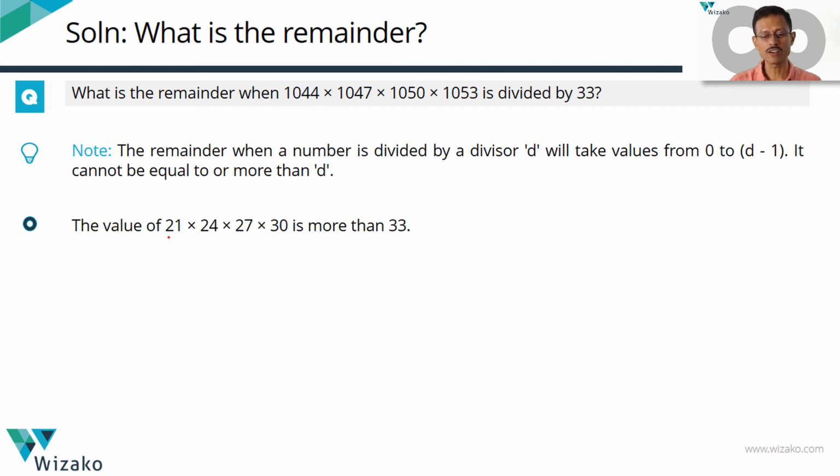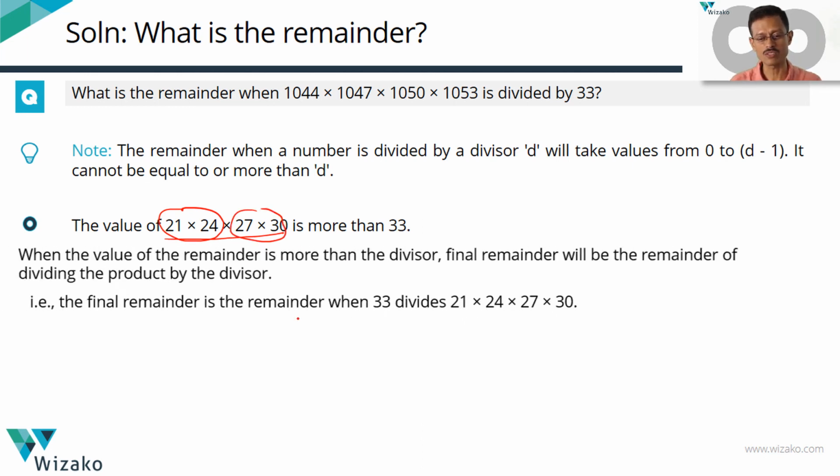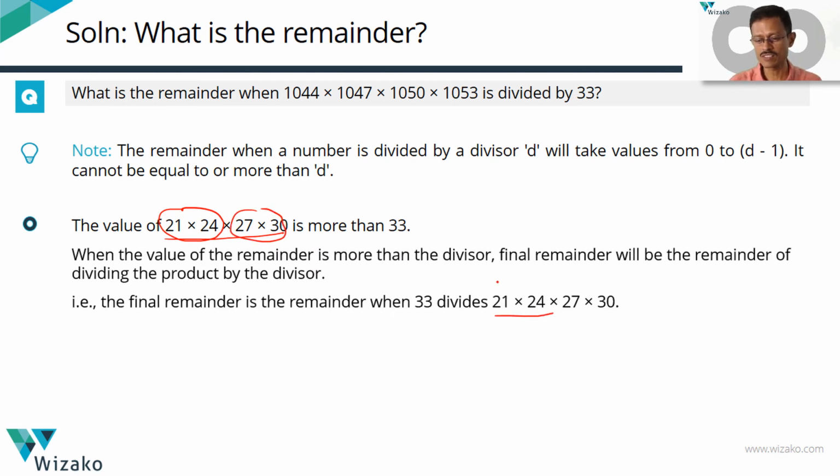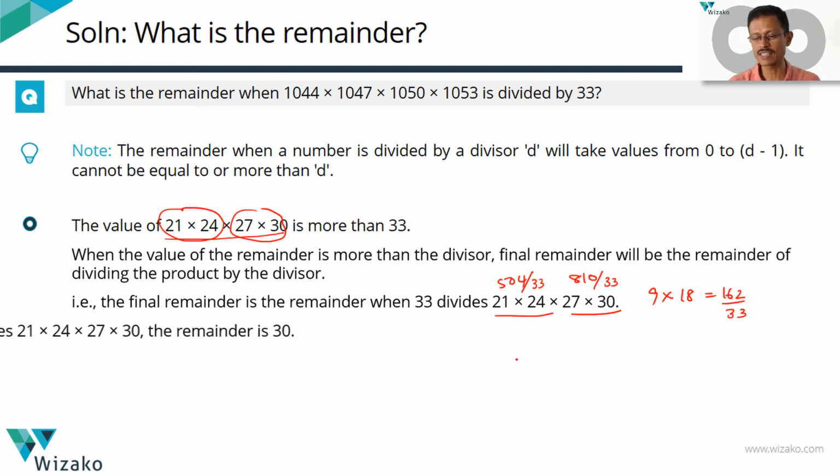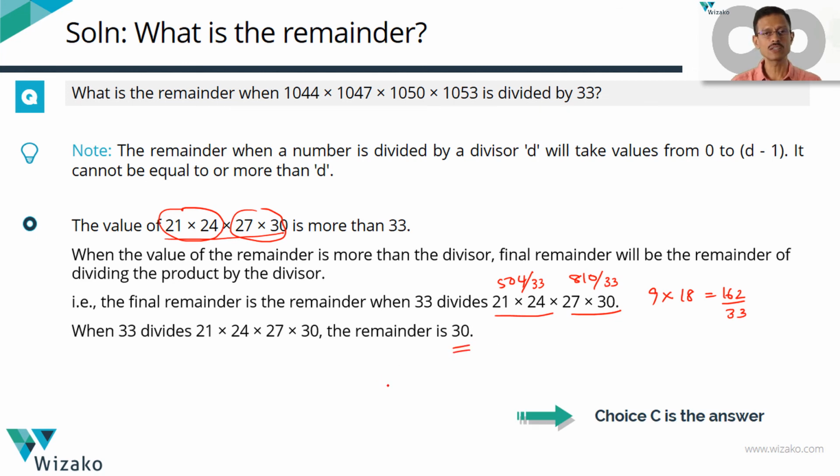Let's recap this last bit, the second step, again in a printed form. We need to find the remainder of 21 into 24 into 27 into 30 by 33. So we're not going to compute this product and divide it by 33. We're going to compute the product for a pair of these numbers and get two remainders in the process. The product of this pair is 504. The product here is 810. This divided by 33, the remainder is 9. This number divided by 33, the remainder is equal to 18. So we got the product of remainders to be 162, which is still greater than 33. So we divided 162 by 33 to arrive at the final remainder, which is equal to 30.